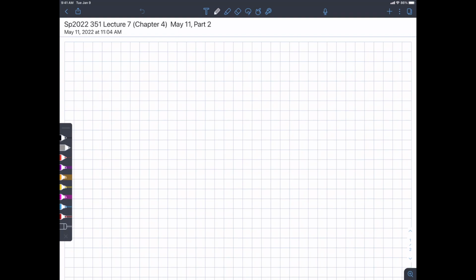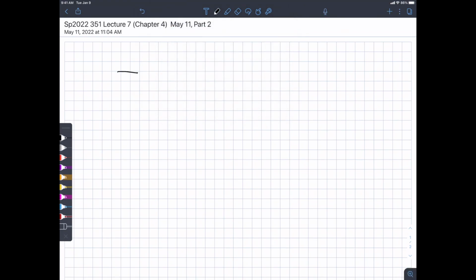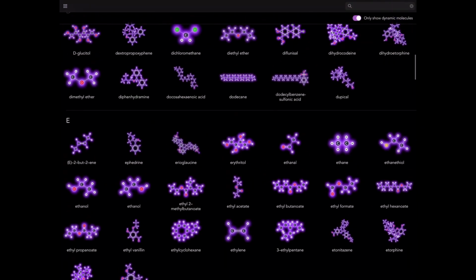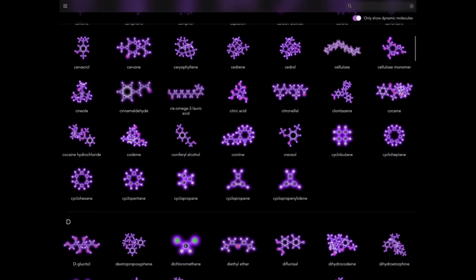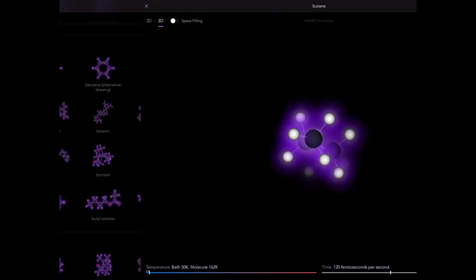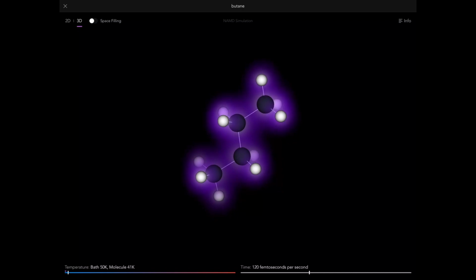Okay, so let's dive back in. We're going to now start with a slightly more complicated molecule called butane. And we will look at it again through this molecules app. Butane. Okay. So there are 4 carbons in butane.